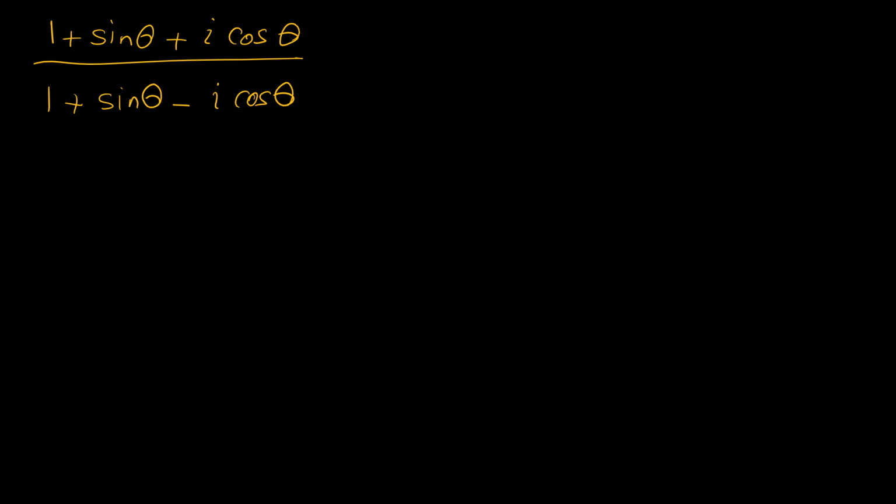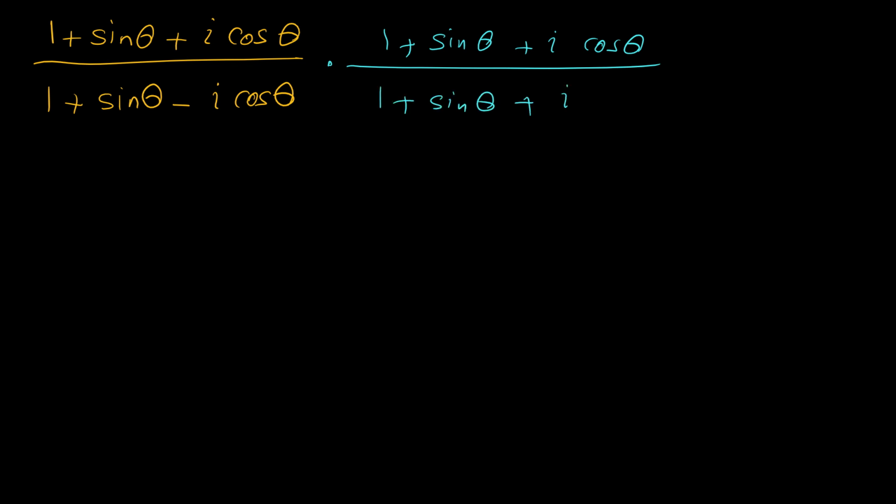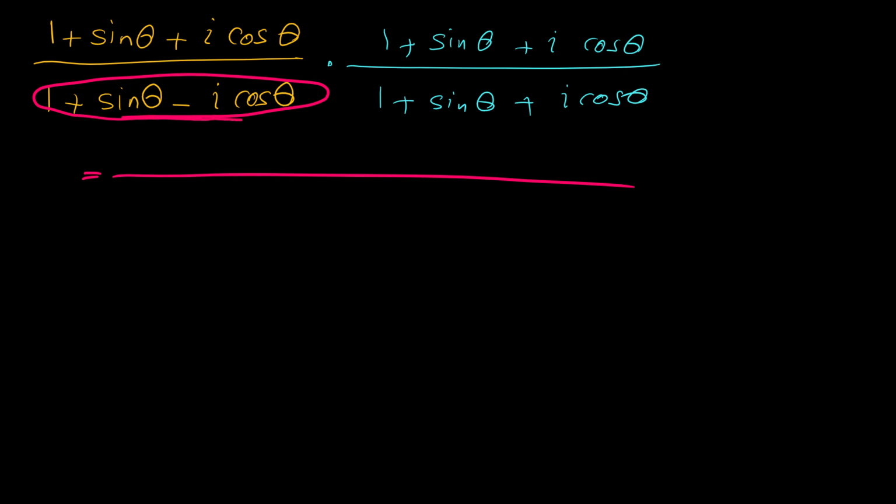this is the imaginary part of the complex number. So what is the conjugate of the denominator? The conjugate of the denominator is 1 plus sine theta plus I cosine theta. This is the conjugate of the denominator. Now simply we multiply numerator by numerator, denominator by denominator. First, let's multiply denominator by denominator. So we want to multiply 1 plus sine theta minus I cosine theta by 1 plus sine theta plus I cosine theta.